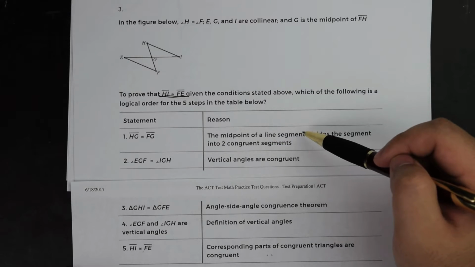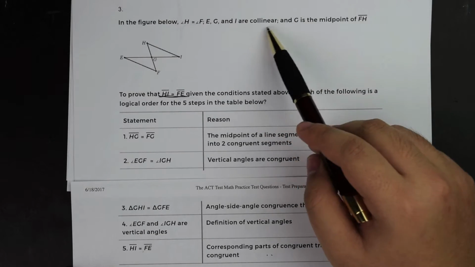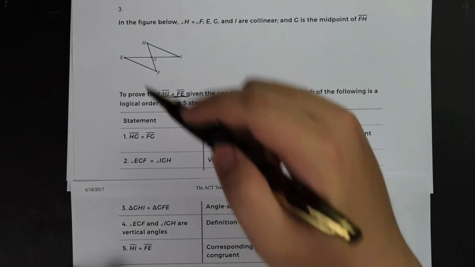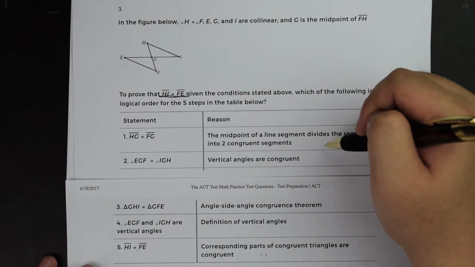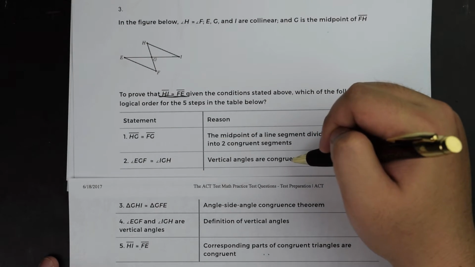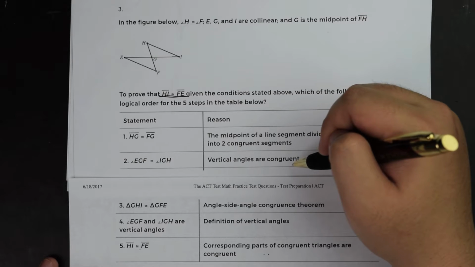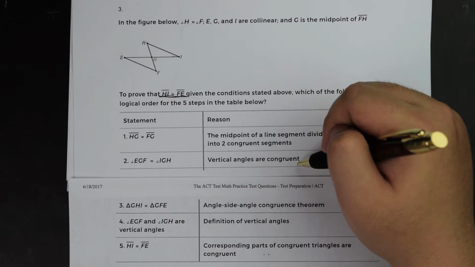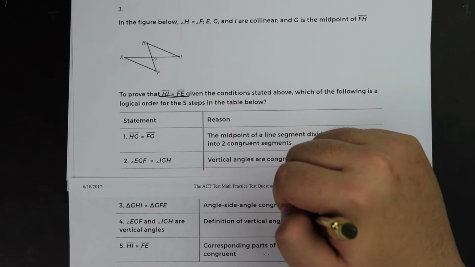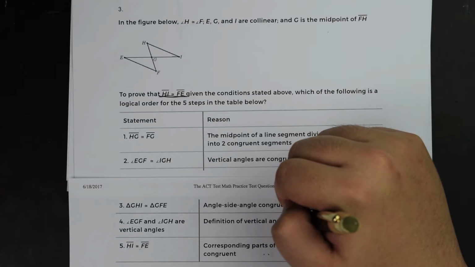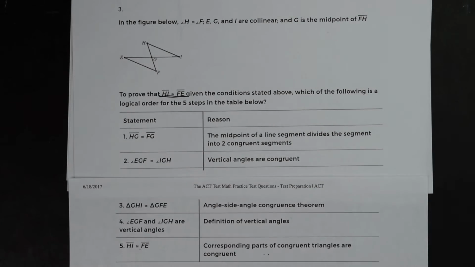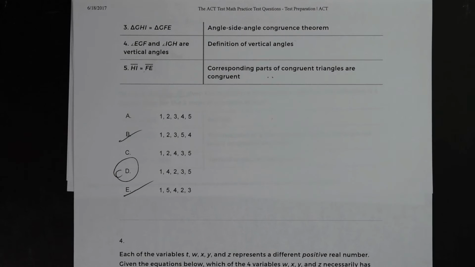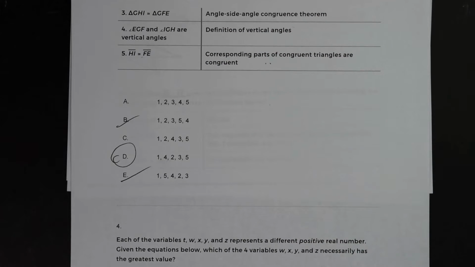Let's see. They told me that G is the midpoint, so I need that. It'll be something with the midpoint, so 1 is in front for certain. I see 2, but I need this first. I need to clear the vertical angles before I can do that. So 1, 4, 2. For number 3, my final answer is going to be D. And now I'm going to go ahead and explain how I was able to get to this answer.